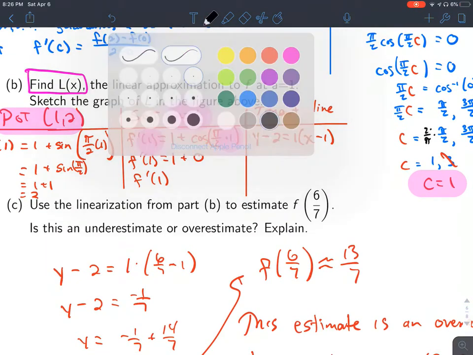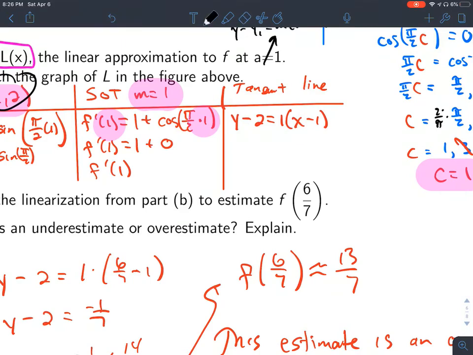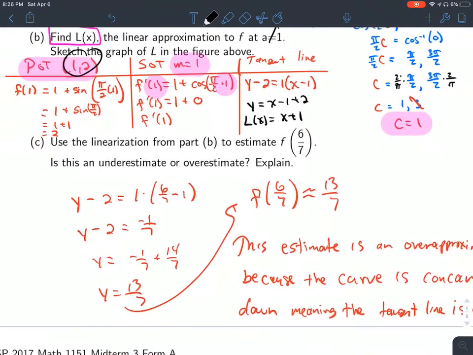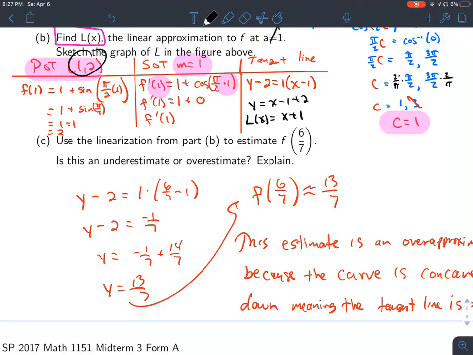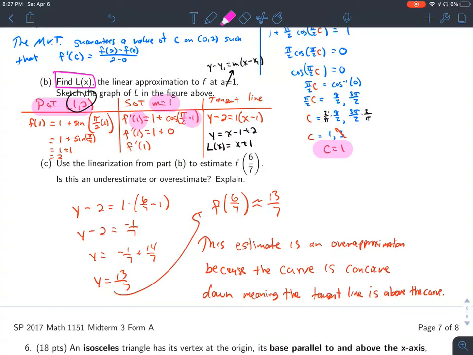Point-slope form, I think that you remember, hopefully, is y minus y sub 1 equals the slope times the difference of x and x sub 1. Replace m with 1, and this ordered pair goes into y and x, which gives us this equation here. Since it says to find L of x, we want to get y by itself here. So we're going to have x minus 1 plus 2. That means that L of x is going to be x plus 1. Cool? Cool. So that concludes that. This is the official answer for that.